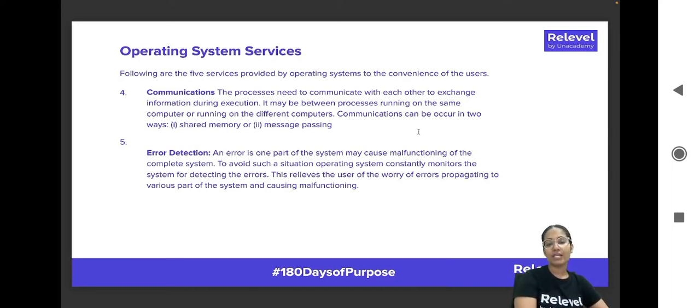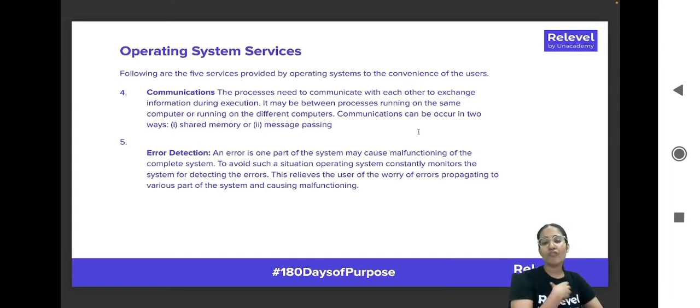To avoid such a situation, the operating system constantly monitors the system for detecting errors. Operating systems are constantly running algorithms and mechanisms to make sure that they can detect the error in the early stages and recover from it. This relieves the user. As a user, I know that my program is bound to have errors.